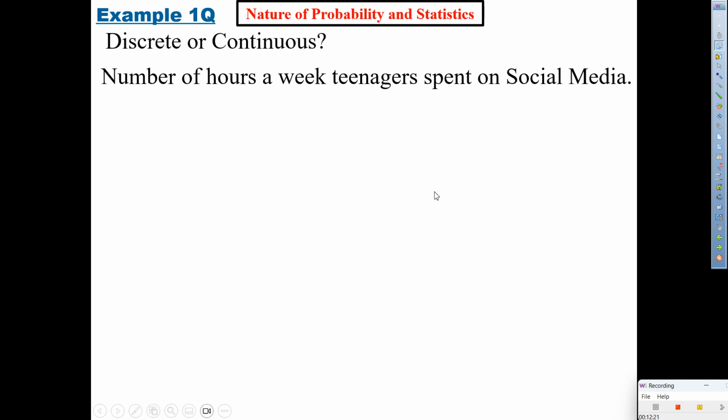Look up. Number of hours a week teenagers spend on social media. Tell your neighbor, discrete or continuous?